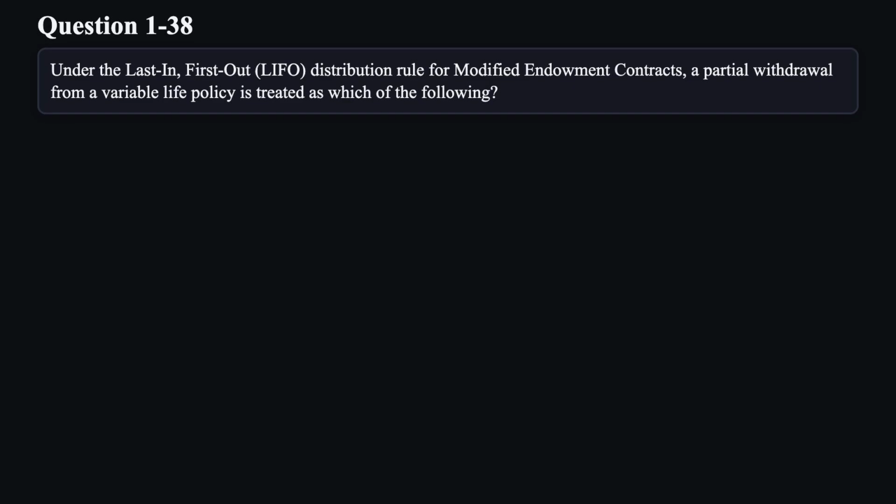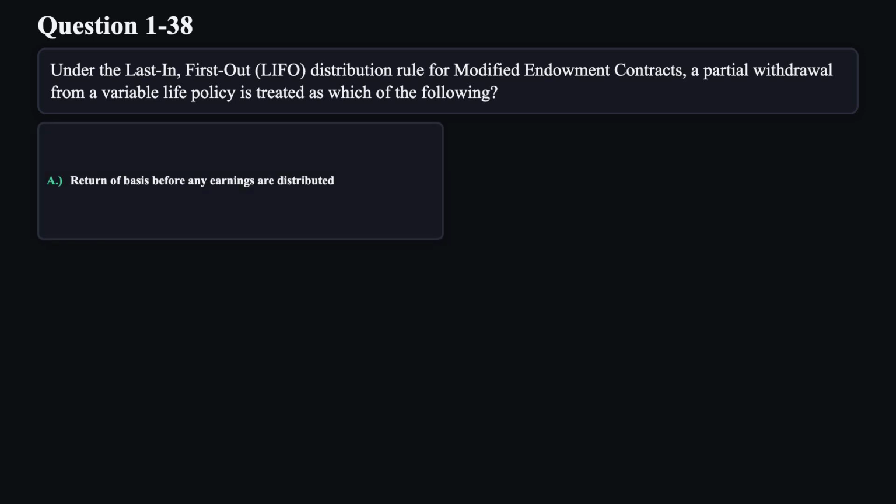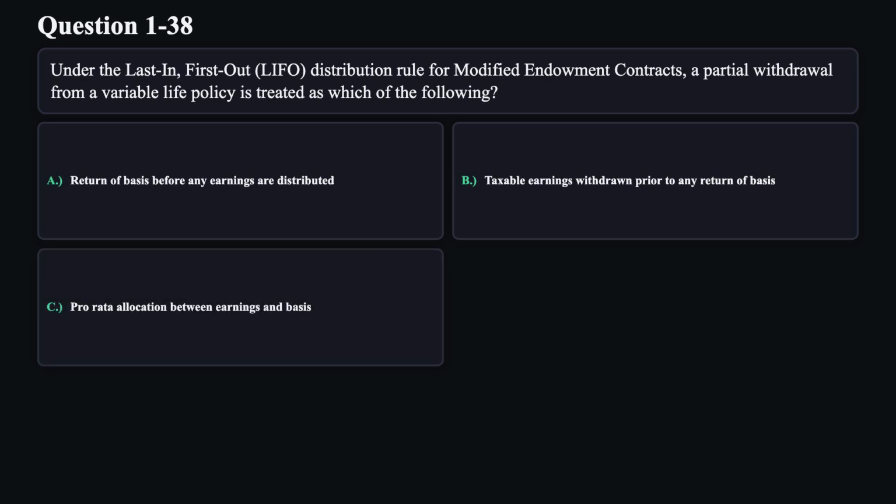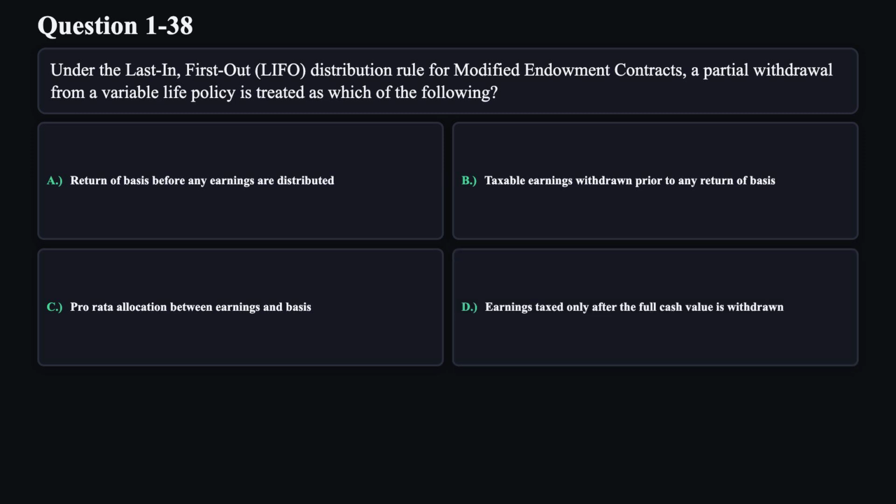Question 38. Under the last in, first out, LIFO, distribution rule for modified endowment contracts, a partial withdrawal from a variable life policy is treated as which of the following? A. Return of basis before any earnings are distributed. B. Taxable earnings withdrawn prior to any return of basis. C. Pro rata allocation between earnings and basis. D. Earnings taxed only after the full cash value is withdrawn.